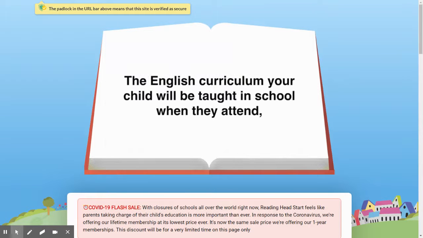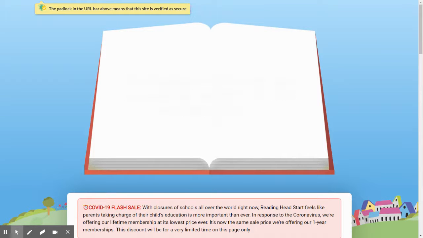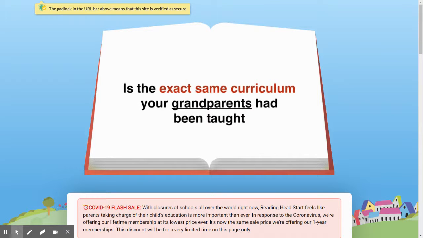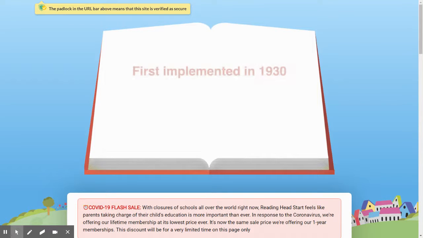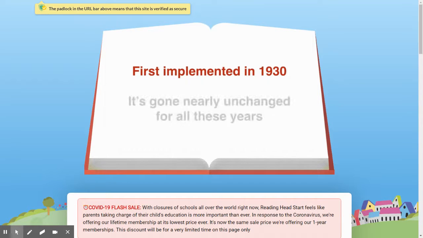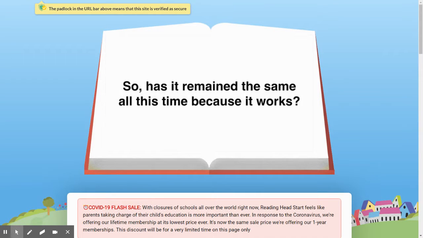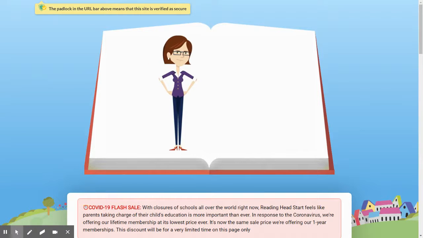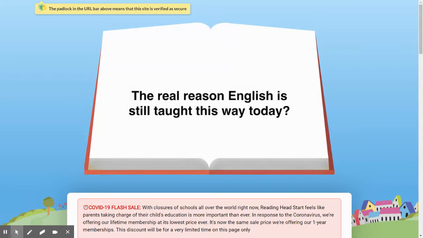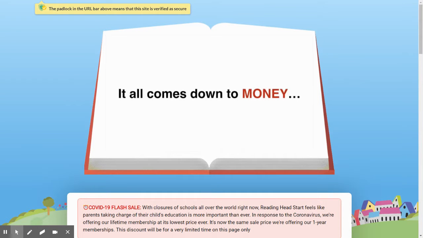The English curriculum your child will be taught in school when they attend is the exact same curriculum your grandparents had been taught. First implemented in 1930, it's gone nearly unchanged for all these years. So, has it remained the same all this time because it works? When I learned the true answer to that question, it both shocked and angered me. The real reason English is still taught this way today? It all comes down to money, or the lack of, for that matter.